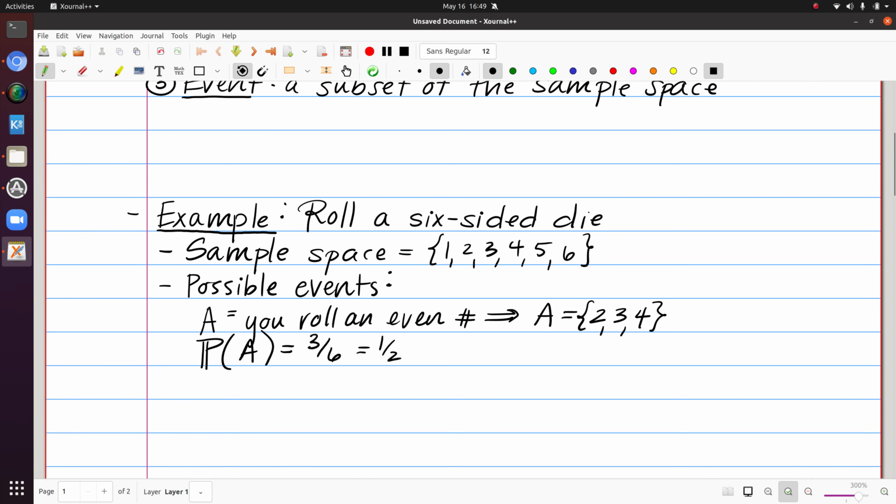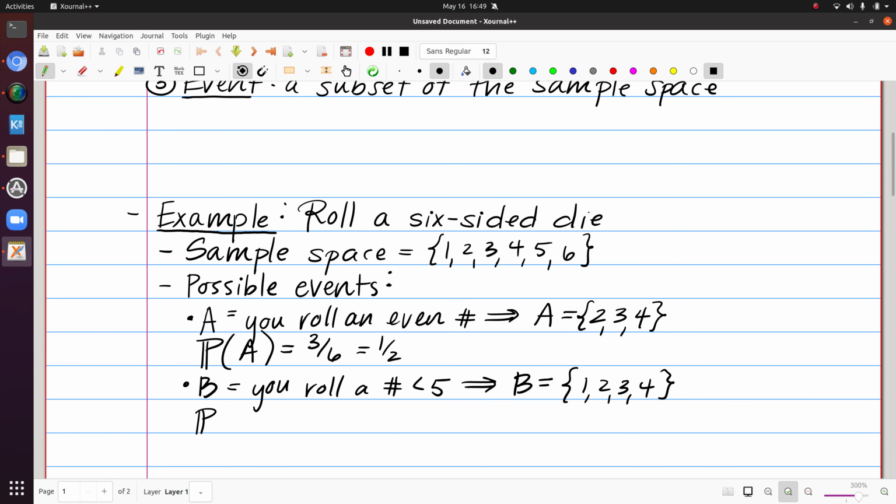Another possible event, let's call it event B, is the event that you roll a number strictly less than 5. Again, that description allows me to find which outcomes I can include from my sample space. Here we would include the numbers 1, 2, 3, and 4. And again, if I wanted to write down the probability that B occurs, I notice that this is 4 out of my 6 possible outcomes. So I get a probability of 4/6 or 2/3.